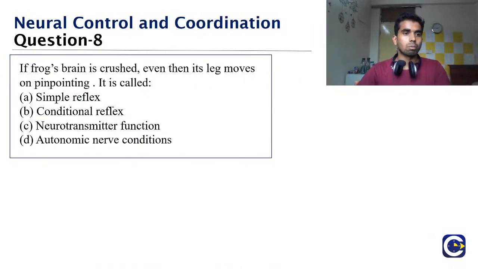Now coming to question number 8. If frog's brain is crushed, even then its leg moves on pinpointing, and it is called as option A, simple reflex, option B, conditional reflex, option C, neurotransmitter function, and option D, autonomic nervous system. So what do you mean by a reflex?